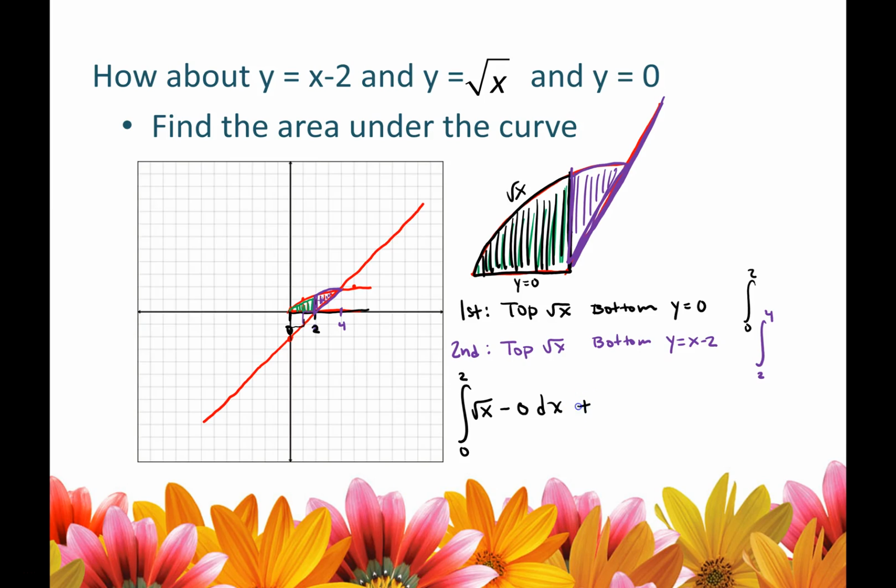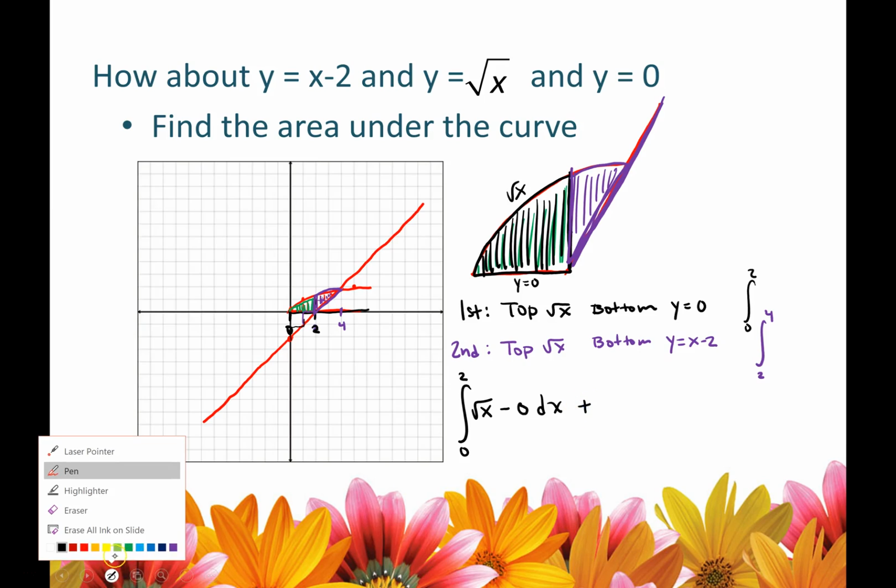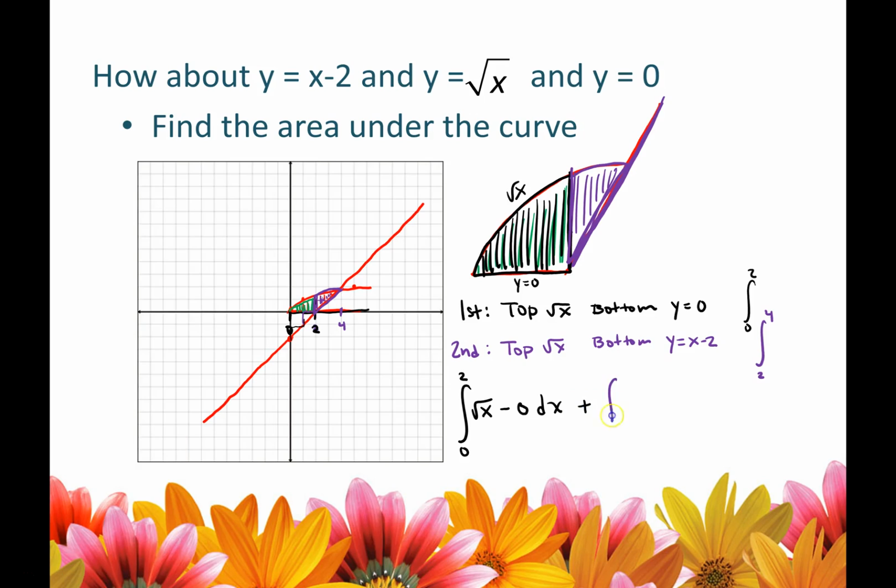And then I have to add the area of my other integral, and that's going to be from 2 to 4, and this time my top curve is, again, the square root of x, minus, and then don't forget your parentheses, my bottom curve is this whole thing, x minus 2, dx.